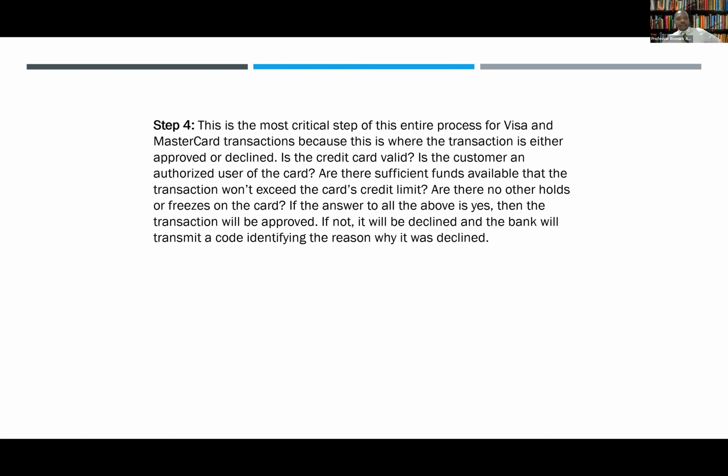Step number 4. This is the most critical step of this entire process for Visa and MasterCard transactions, because this is where the transaction is either approved or declined.